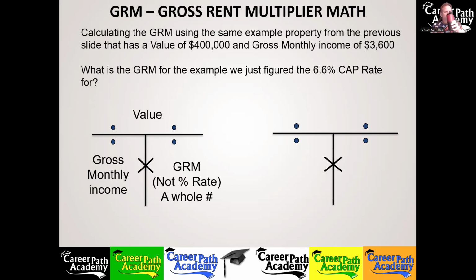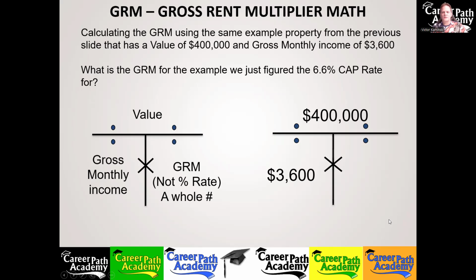So the value would be 400,000. Uh-huh. And then? Up top, right? Value goes up top. Mhm. And then we've got the gross monthly income, 3,600, and then you get a GRM. What's the GRM you got? That's 11.1.